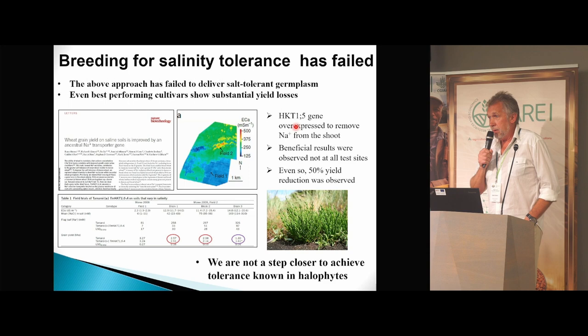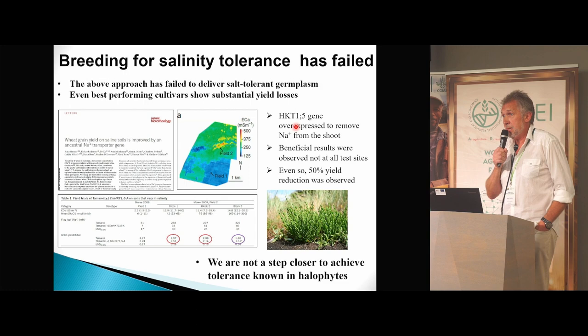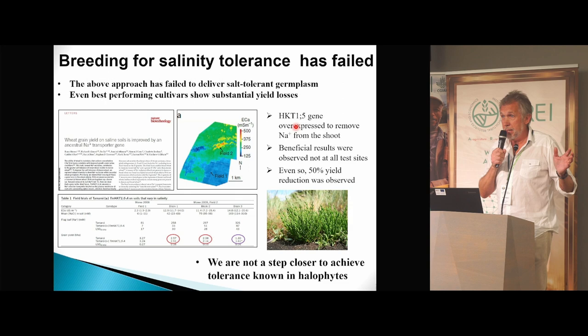But when you look at the actual numbers and tables shown there, you will see that only in one field out of three where they tested was there a beneficial effect. And even that 25% increase in productivity was still a 50% loss compared with non-saline conditions. So obviously we are not nearly there where we need to be for true improvement of salt tolerance in cereals. Rice is worse, barley is relatively tolerant. We have varieties in our lab which can tolerate 300 millimolar sodium chloride with just 50% yield loss, but it's still yield loss. And there are halophytes which can be irrigated by seawater and have no reduction in yield.